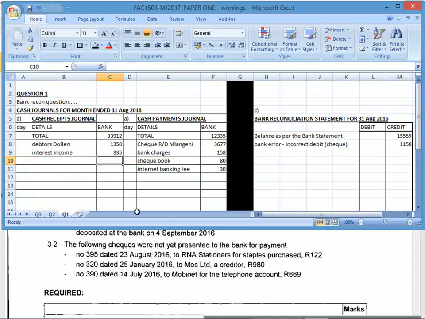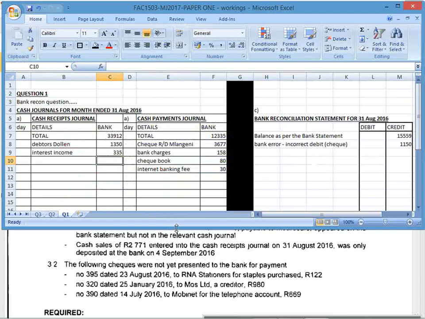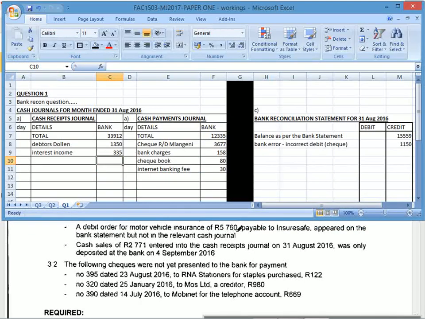A debit order for motor vehicle insurance 5760 payable to I appeared on the bank statement but not in the cash journal. Whose books are correct? The bank. Adjust or reconcile? Adjust.